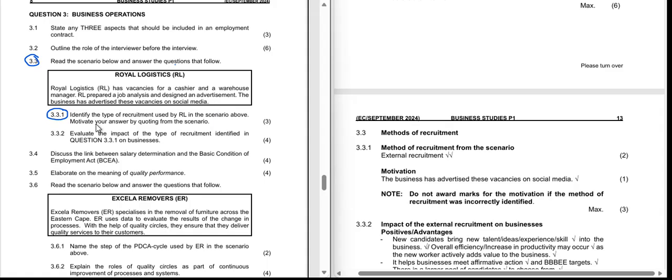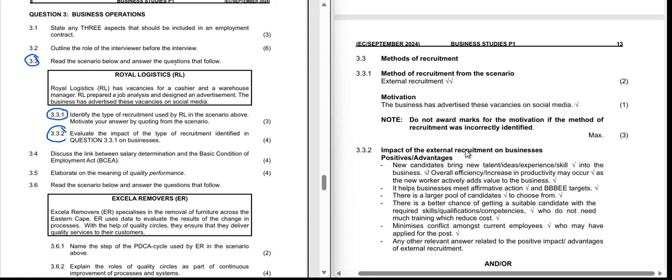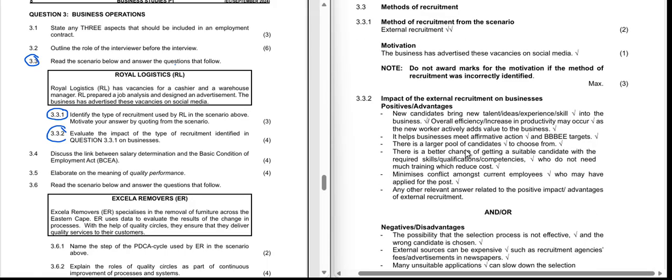And then the next one, evaluate the impact of the type of recruitment identified in this question here. So the impact of external recruitment. So impact could be positive or also negative. So you're going to list both the positive impact and the negative impact. So these are other terms that they use for advantages and disadvantages. So what are the advantages or positive impact of external recruitment?